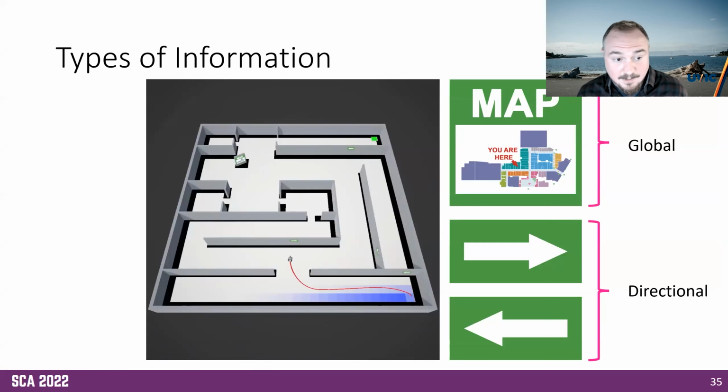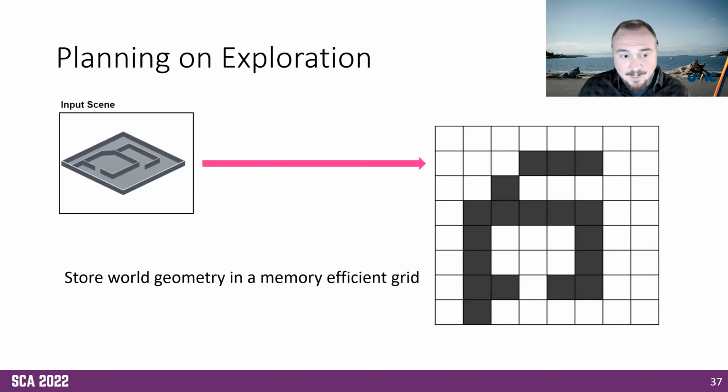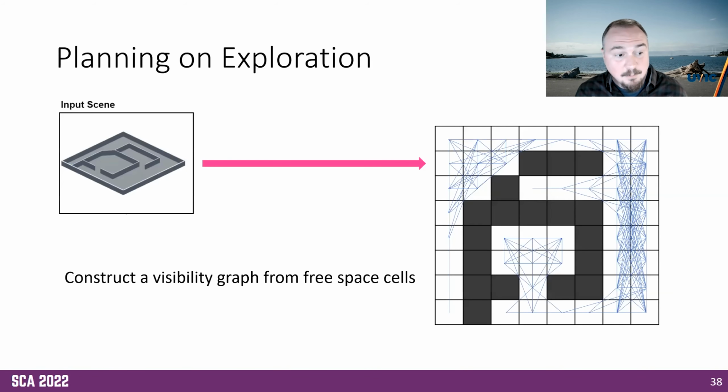This is sort of an ad hoc scenario where we do directional and global information, and you can see that information being dispersed as the agent interacts with those signs. But what happens when we get to that point where we don't know where we're at? So it's going to start kind of the same. We're going to store the world geometry in some grid, and then we're going to do something called generating a visibility graph. We've never run into these before.